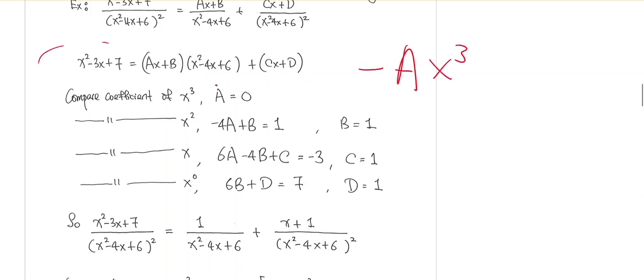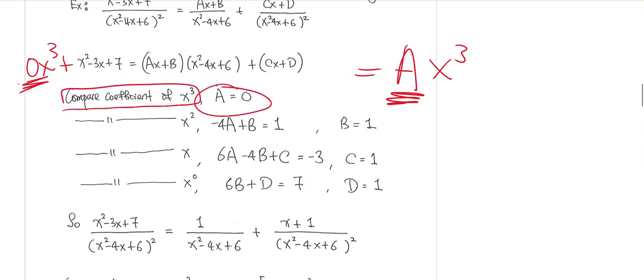But on the other side here, there are no x cubed terms. So you can think of it as 0x cubed plus that. So your a here must equal 0. That's the reason why I said compare coefficients of x cubed, and then we obtained that this a here must be 0. Okay, it must be 0.